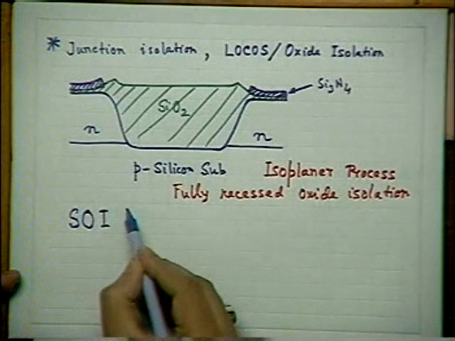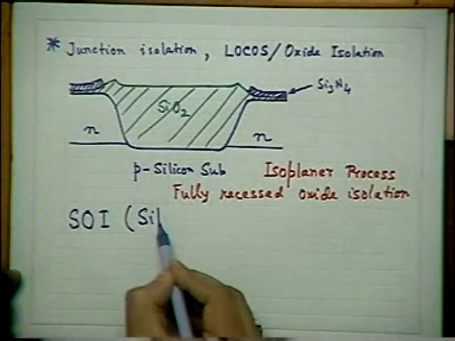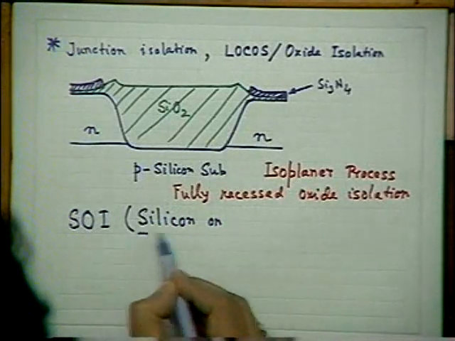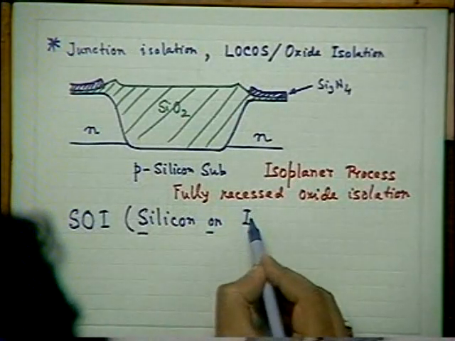So many suggestions as well as technologies have come forward. And in general, these technologies are named as SOI process or SOI technology. SOI. Full name is silicon on insulator.